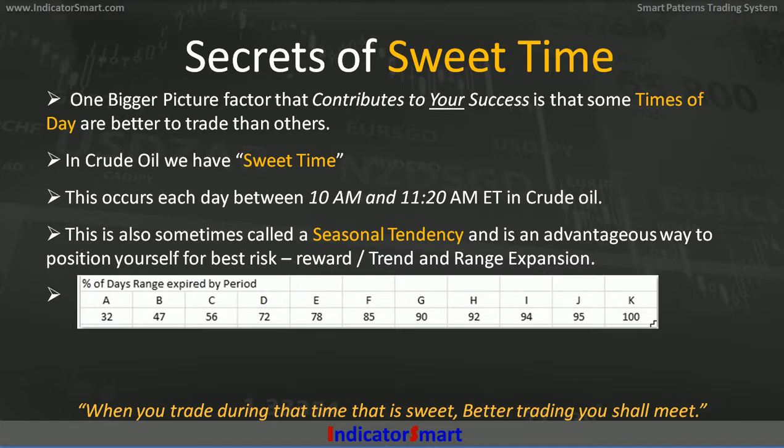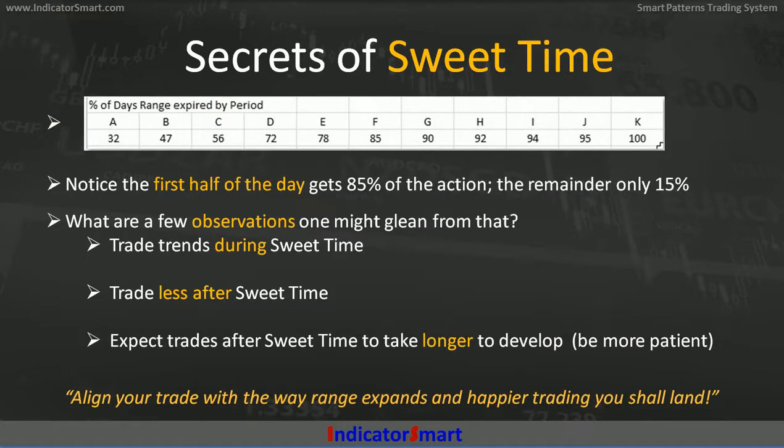I'm going to cover this table with you right now. Let's take a closer look at this. Notice that the first half of the day gets 85% of the action and the remainder only 15%. What do I mean by that? I mean that 85% of the day's range is accomplished by the F period or by the middle of the trading day.